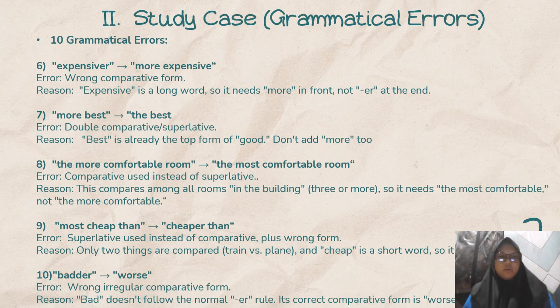Number seven, more best. It should be the best. The error is a double comparative or superlative. The best is already the top form of good.